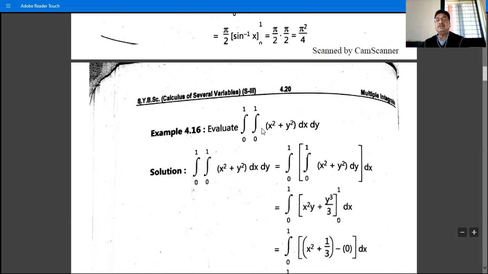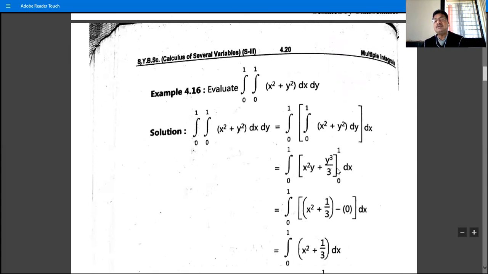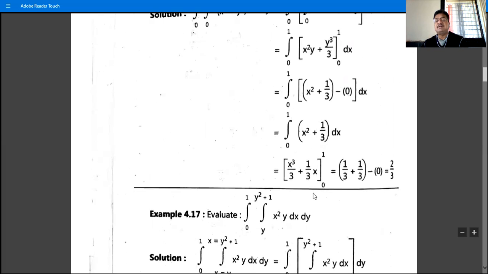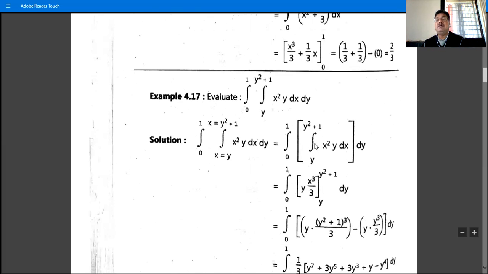If both limits on x and y are constants, then integrate with respect to y first or with respect to x first, and we get the same answer. But if the limits are variables, then the preference is the variable limit. So here the limit of x is in terms of a variable, so we need to integrate with respect to x first. If the limit of y is in terms of a variable, then we integrate with respect to y first.